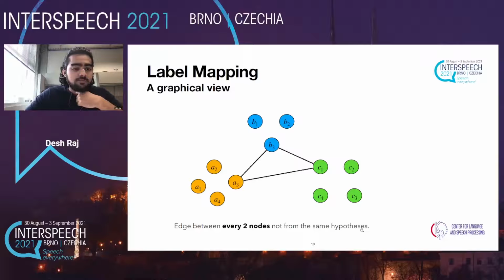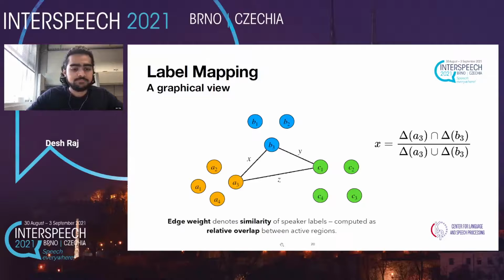We then form edges between every 2 nodes which are not from the same hypothesis. So for example, we'll have an edge from A3 to B3, B3 to C1, A3 to C1, and so on. Note that there would be no edges between 2 speakers in the same hypothesis. We then assign edge weights to all these edges.